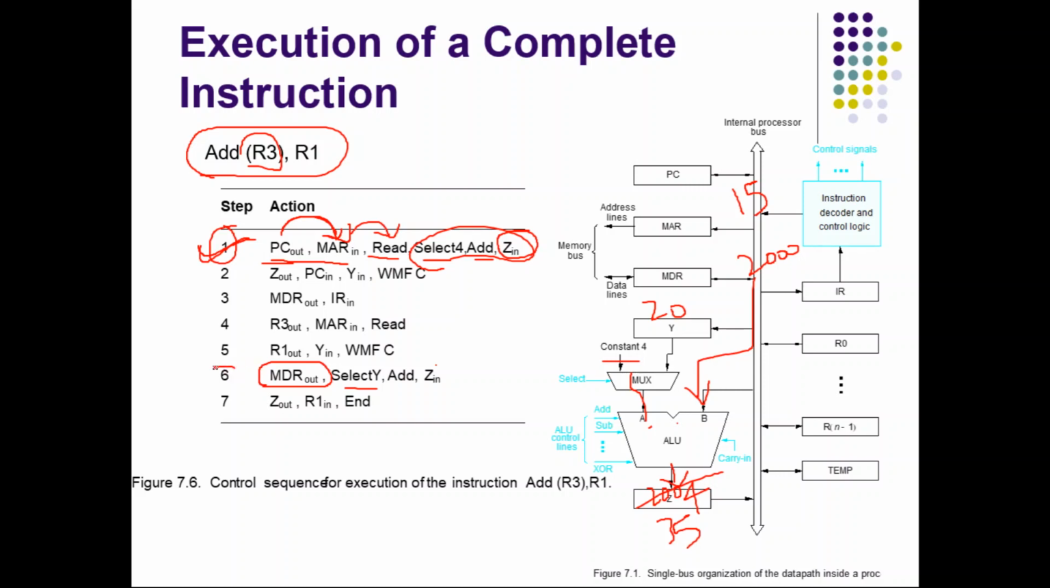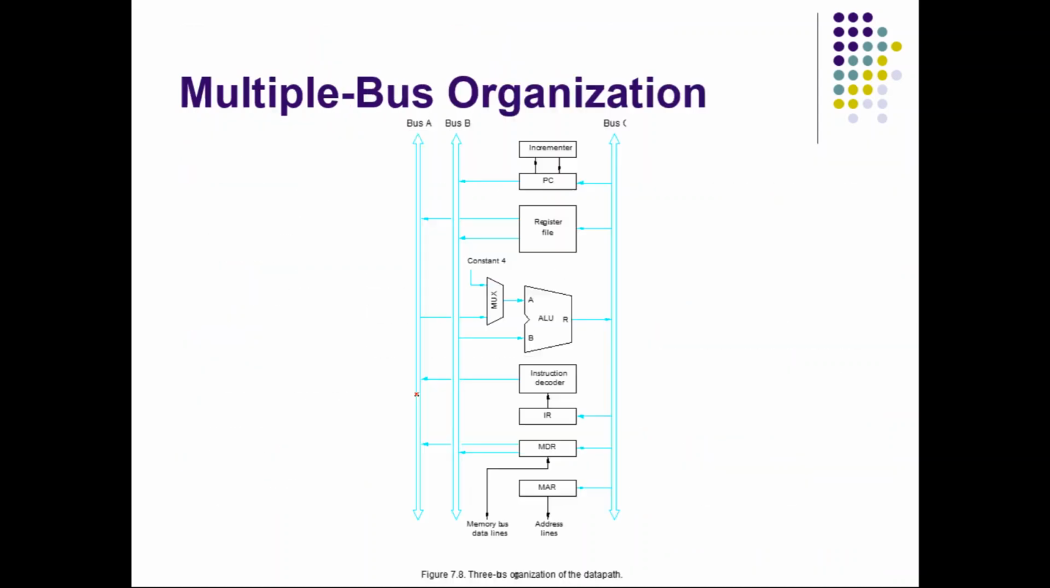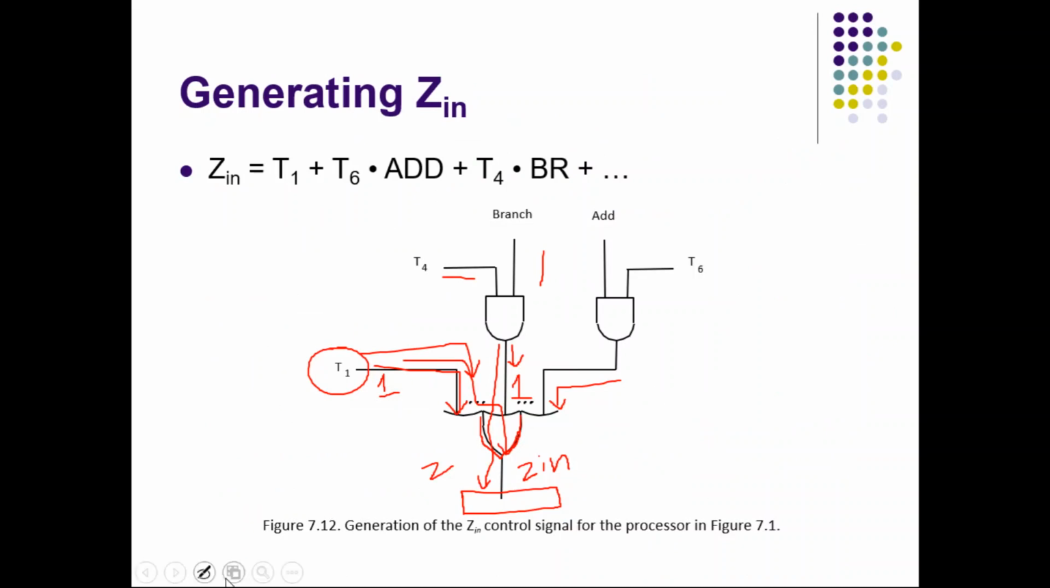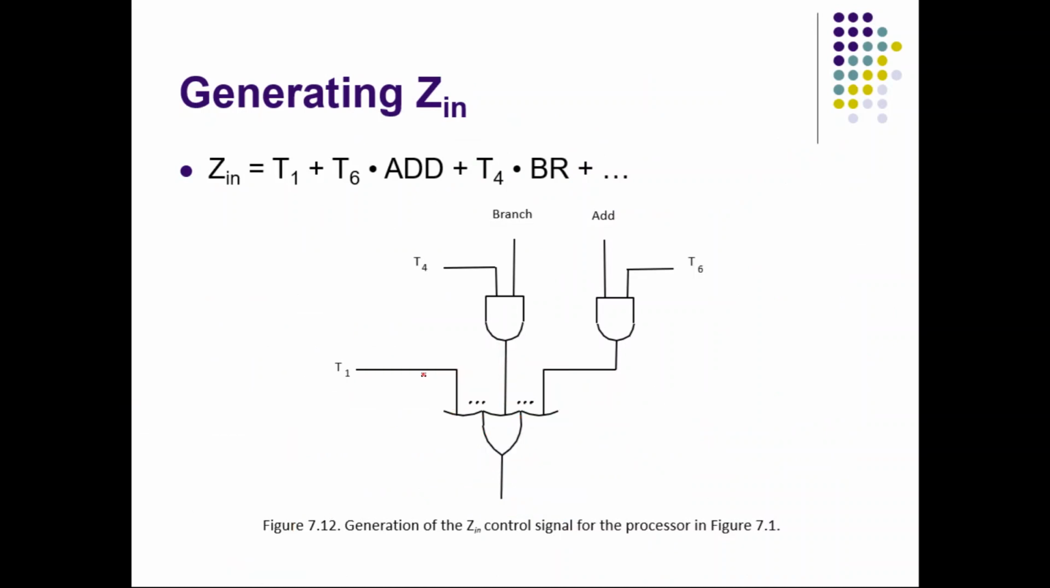So we are giving this at time 6: if the instruction is an add instruction, then Z in will be enabled. So that is what this logic says. It means that during T1, Z in will always be enabled, so whatever output is generated at T1 will directly go to Z in. At time 4, if it is a branch instruction, then whatever the output of that is will go to Z in. At time 6, if it is an add instruction, then the result will go to Z in.